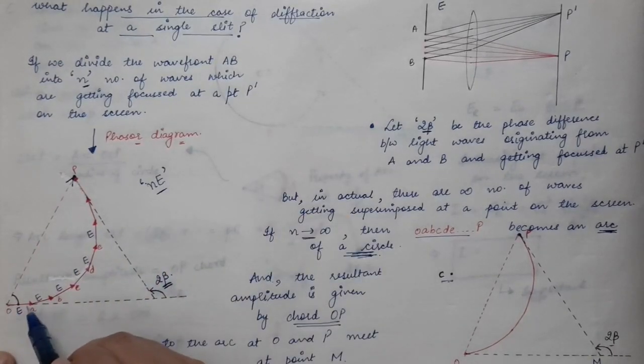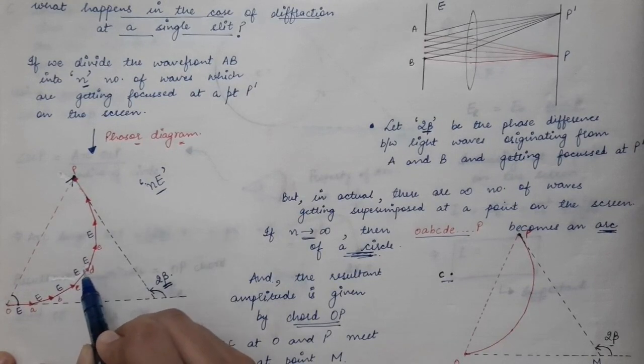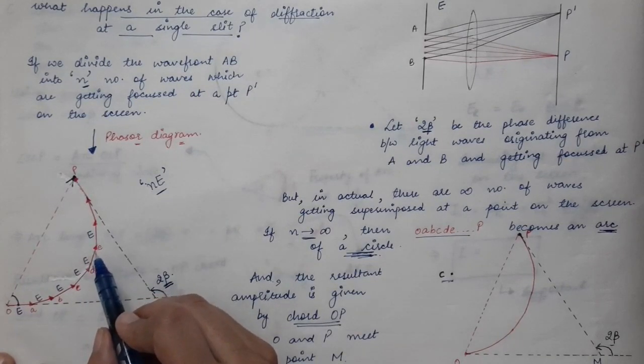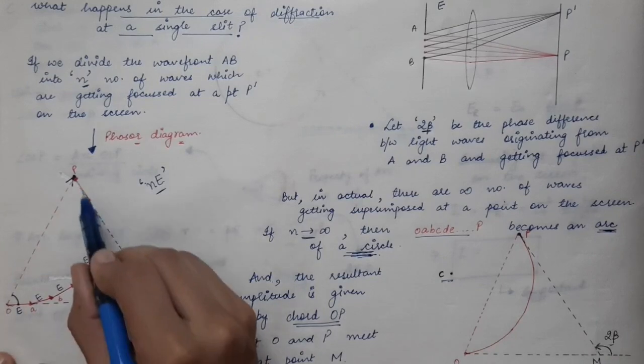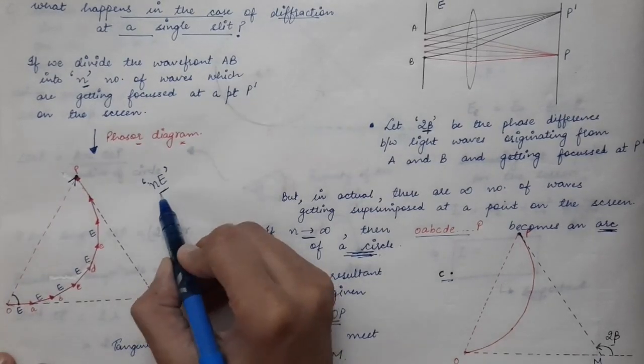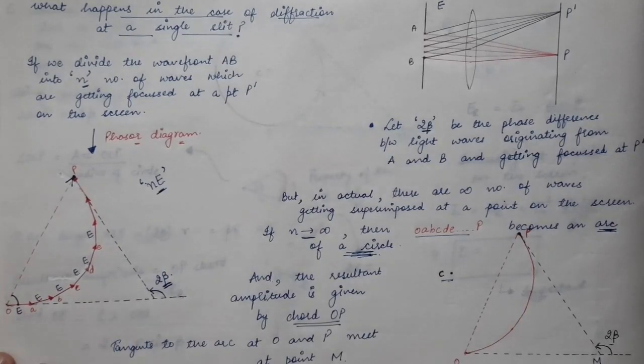So we will just add up the amplitudes. We will just do the normal summation of all the amplitudes. That will give us the length of this particular curved region. So that will be n times capital E.